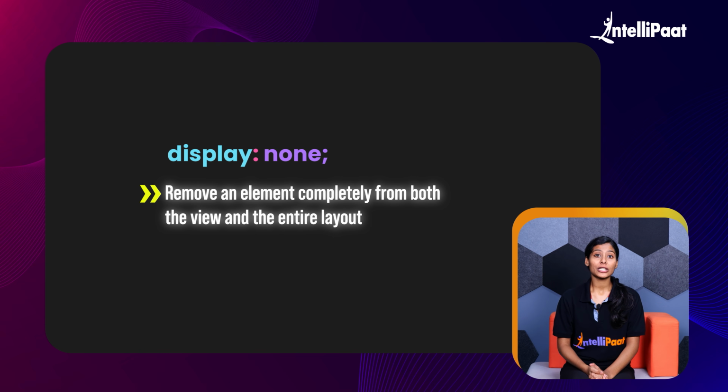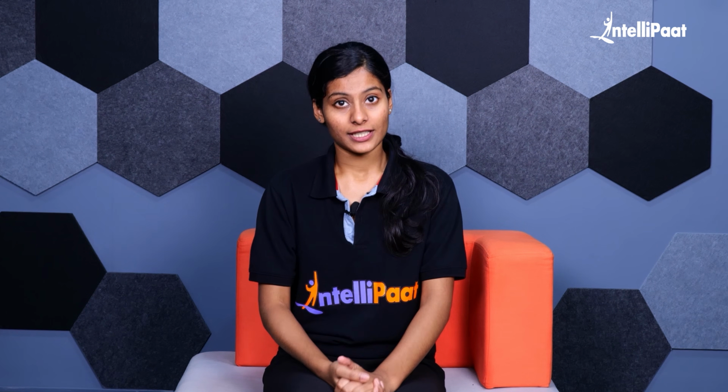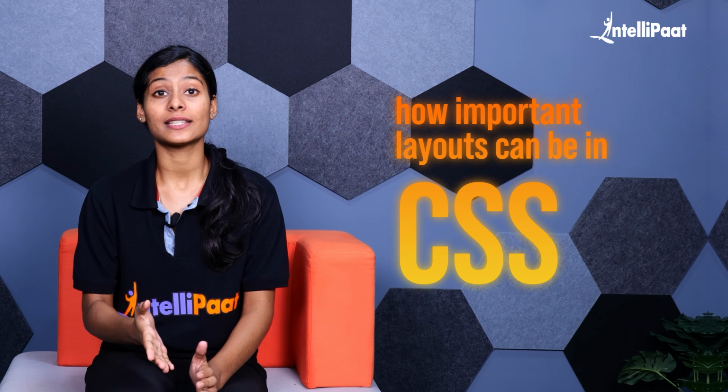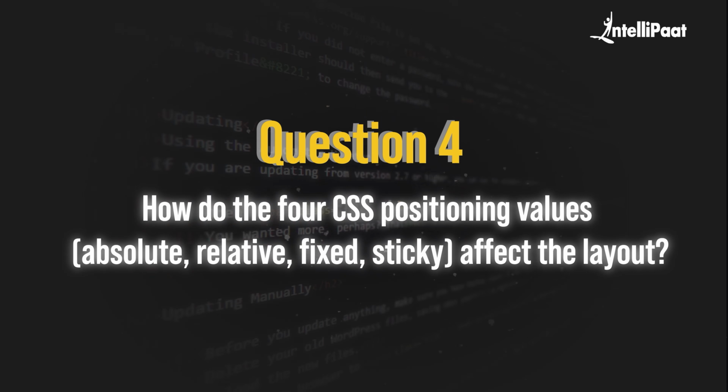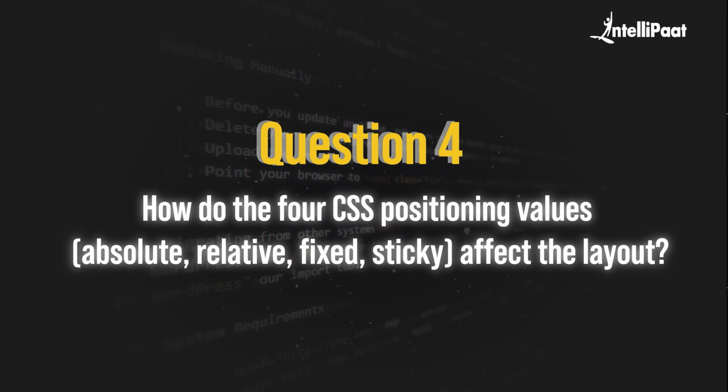Display none should be used when you want to remove an element completely from both the view and the entire layout. After this question, you would have got a gist of how important layouts can be in CSS. So it should come as no surprise that positioning styles exist within CSS to decide the position of an element within a web page. Let's explore these in detail with our next question. How do the 4 CSS positioning values, absolute, relative, fixed, and sticky, affect the layout?